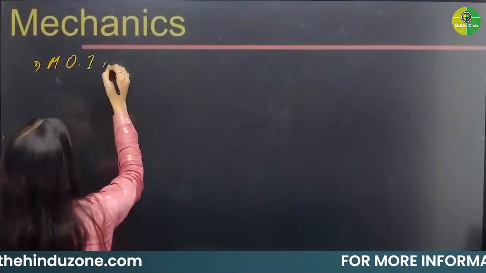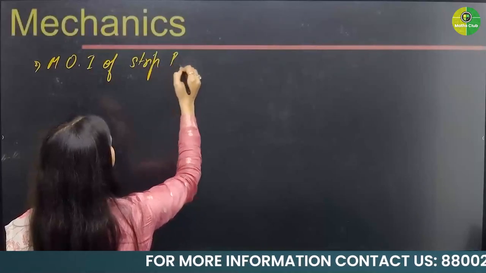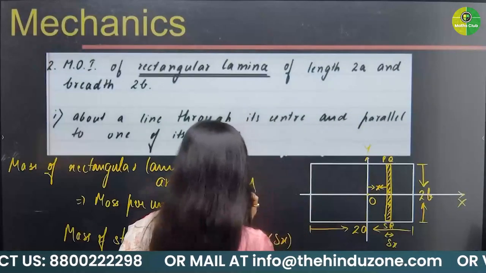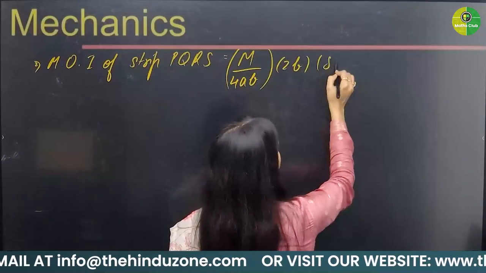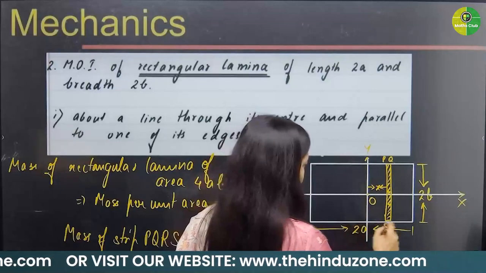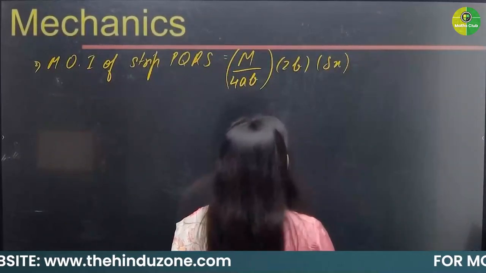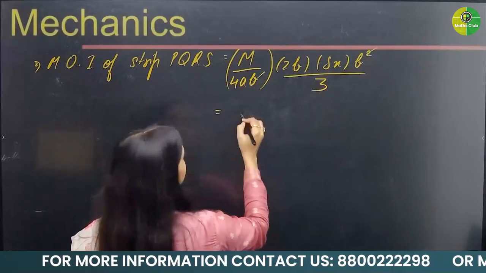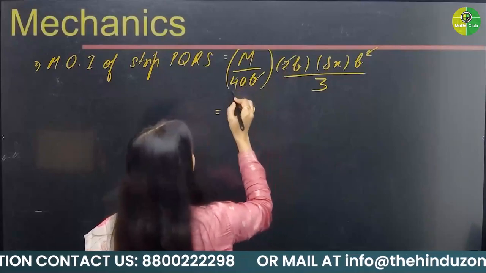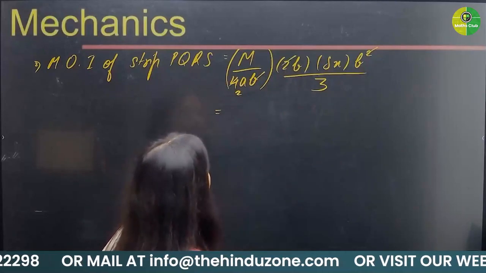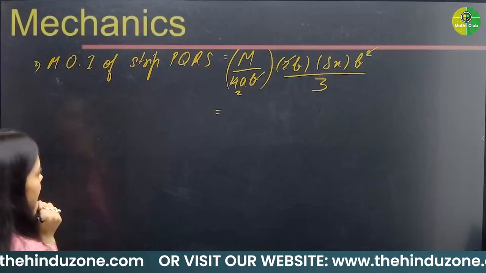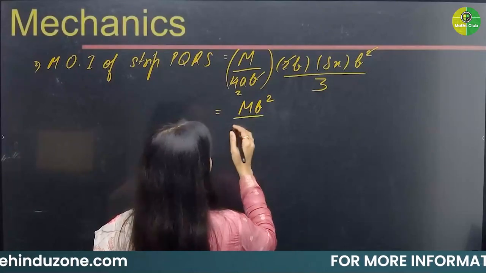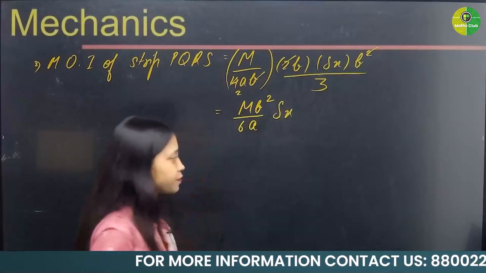moment of inertia of strip PQRS is equal to M by 4ab times 2b del x, and b square by 3. So this is cancelled. So we are left with, okay, let me take a common, del x square. So Mb square divided by 6a del x. This is the moment of inertia.